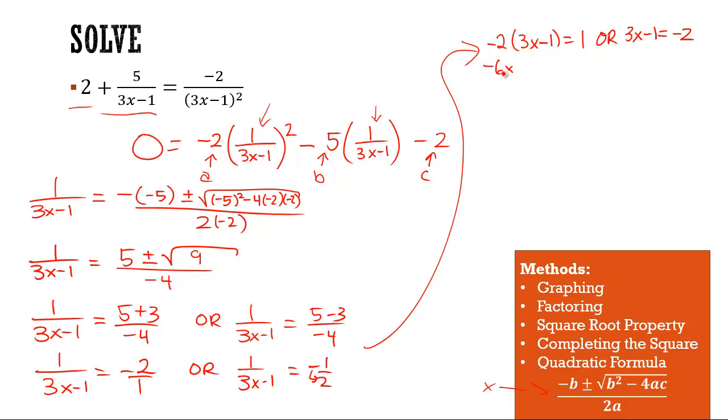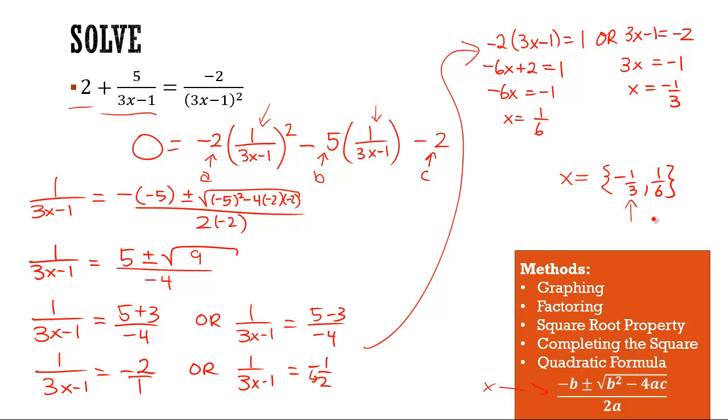So that's negative 6x plus 2 equals 1. Negative 6x equals 1 minus 2, which is negative 1. So x equals 1/6 if we cancel the negatives. And for the other, add 1 here, so you've got 3x equals negative 1. X is negative 1/3. So x is going to be either negative 1/3 or 1/6.